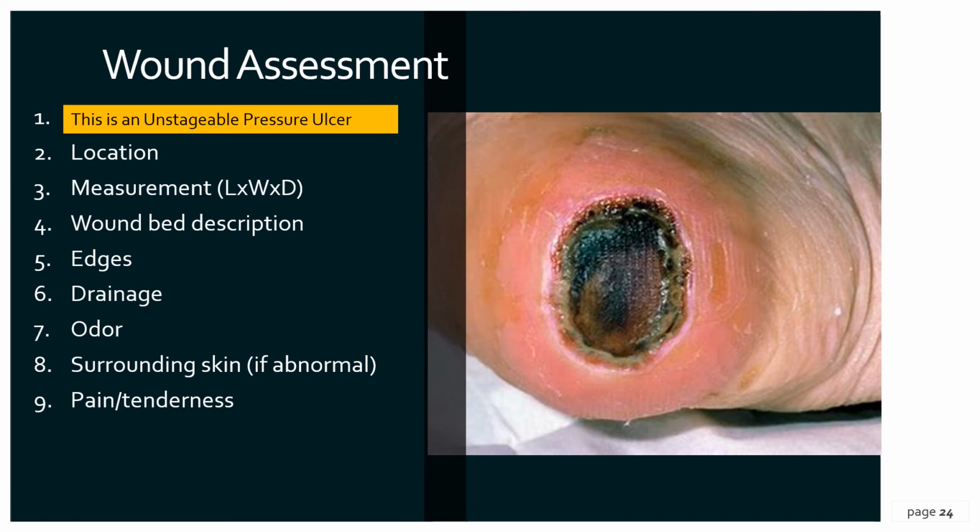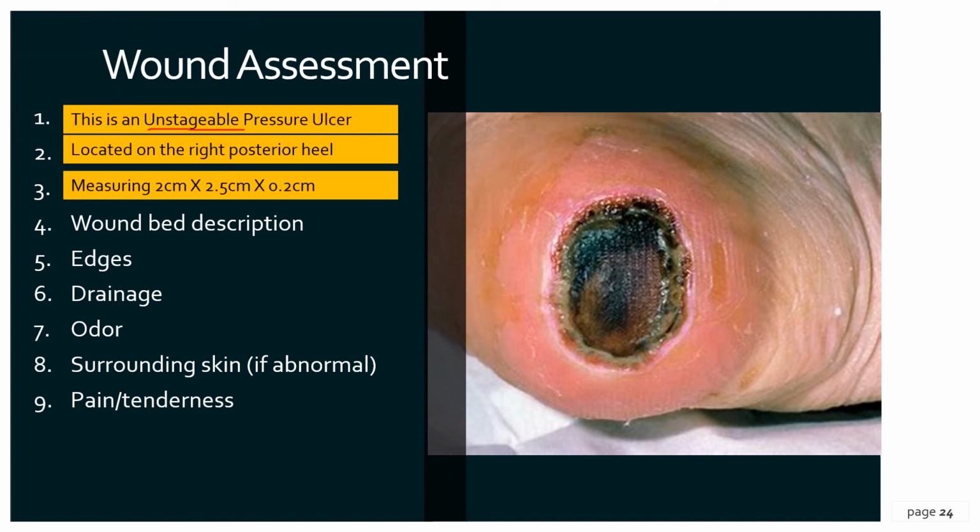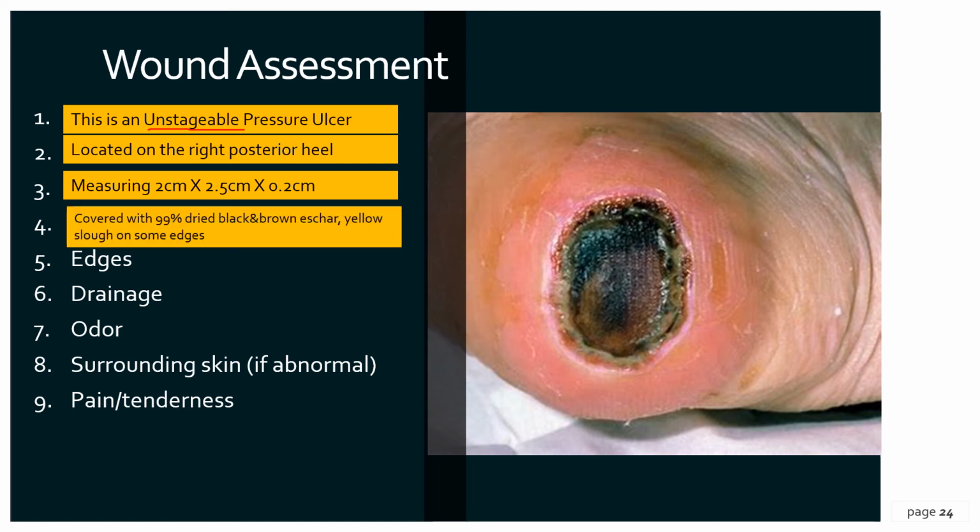That's right, it's a pressure ulcer. And I took it one step further and staged it. It's actually unstageable. What's its location? Well, hypothetically, this is on the right posterior heel. Posterior means back of the body. And then we measure it: length, width, and depth. And then you describe the wound bed. Simply describe what you're looking at. So for example, I'm saying that this is covered with 99% dried black and brown eschar, with yellow slough on some edges.